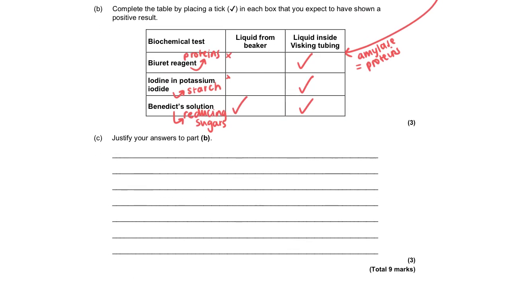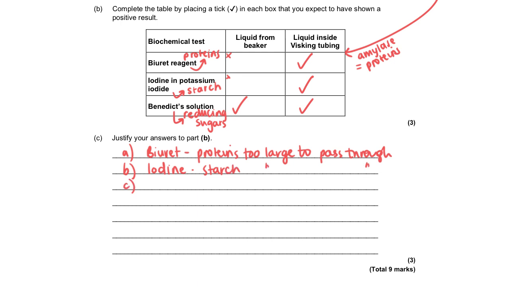Helpfully, what we've just explained is the answers for question C. So justify your answers. Tell me why those answers are what you thought. So in the first case, if we focus on the biuret reagent, you needed to say that the proteins are too large to pass through the tubing. For the same kind of answer as well, you could have said the iodine, except this time it's the starch molecules that are too large to pass through the tubing.